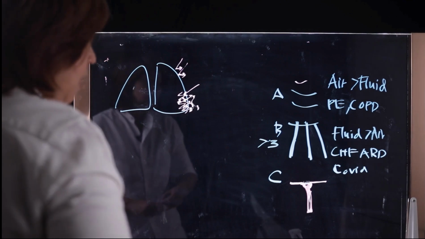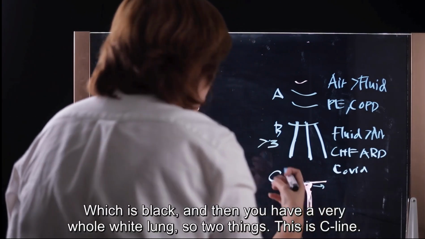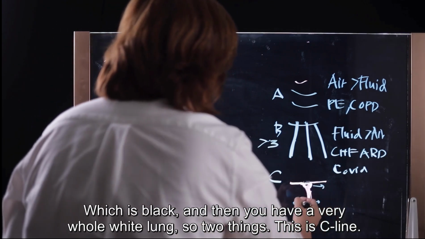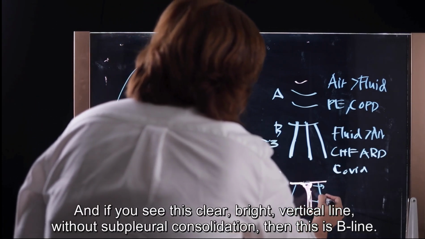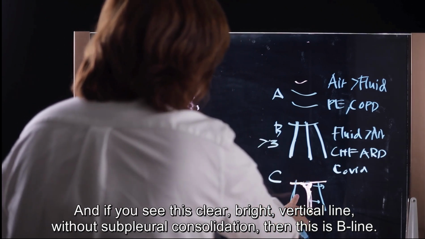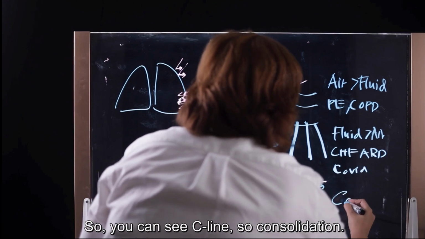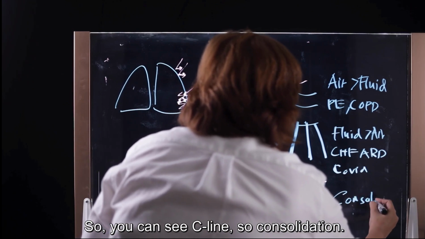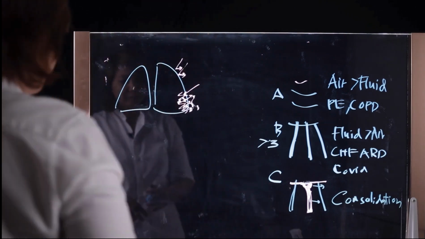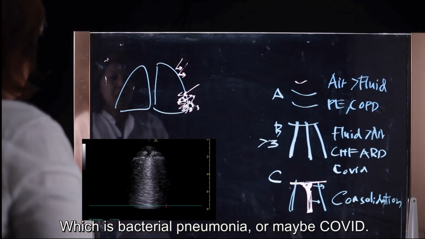C line means you have subpleural consolidation, which is black, and then you have a vertical white line. So two things. If you see a clear white vertical line which has no subpleural consolidation, this is B line. You can remember C line because C stands for consolidation. Obviously, it is caused by things that eat the pleura, such as bacterial pneumonia or maybe COVID.